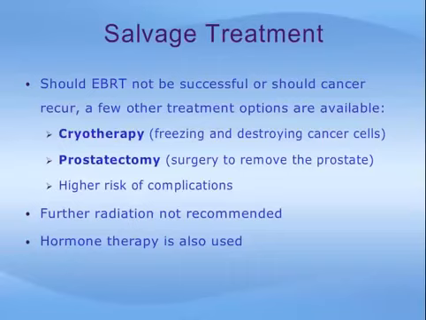Cryotherapy, which involves freezing and destroying cancer cells, may be used as a second attempt at cure or control. And rarely, a prostatectomy, which is surgery to remove the prostate, may be performed. These are called salvage procedures. In either case, the chance of complications from these procedures is higher after EBRT than in previously untreated men, as the radiation affects the tissues in the prostate and surrounding structures. Further radiation is not usually recommended, as once an organ has been radiated, it is difficult to give more radiation without risking more severe side effects.